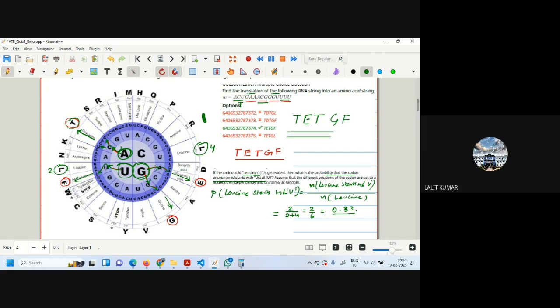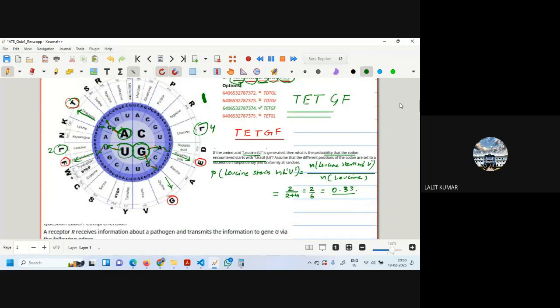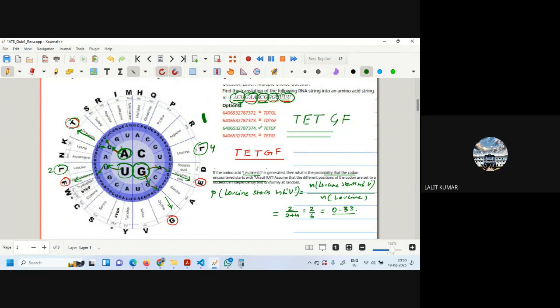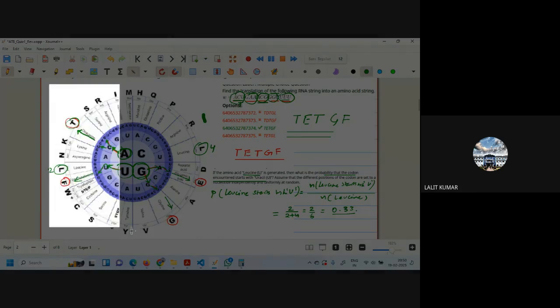Is that okay? Okay, so you take combinations of 3 and then solve them. Okay, then the second question: if the amino acid leucine, L, is generated, what is the probability that the codon encountered starts with uracil, that is U? Assume that the different positions of the codons are set to a nucleotide independently and uniformly at random. So we can copy this and I will explain on a new page.